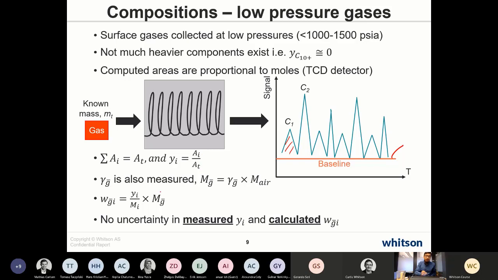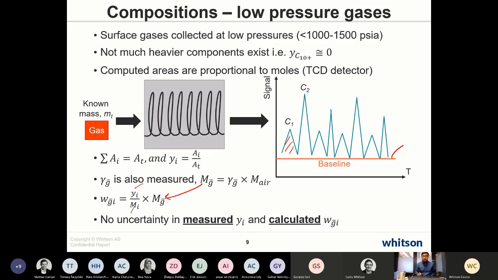We also measure the gas gravity and calculate the average molecular weight of the total gas, which is simply from using the molecular weight of the air. The mass fractions, we can convert the moles to mass fractions simply with this relationship, knowing the mole fractions, the individual component molecular weights, which are known for all the components here because these are essentially pure components, and the average molecular weight of the gas coming from air, for example.